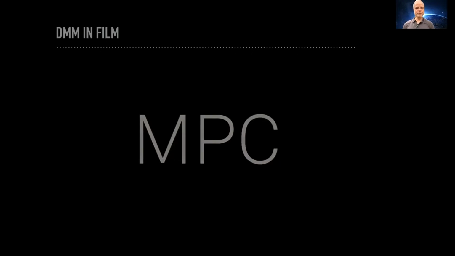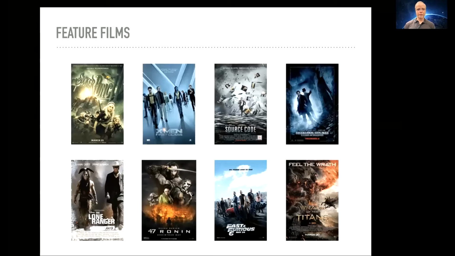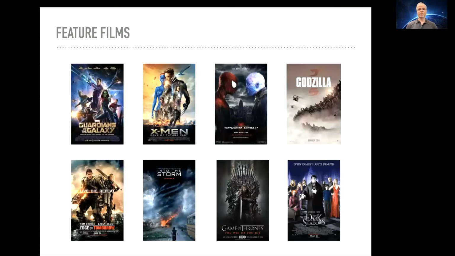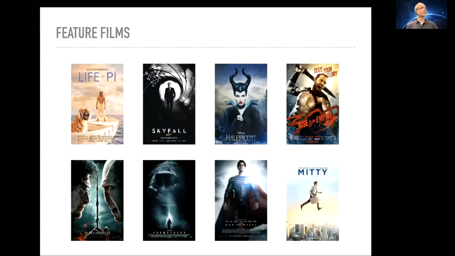Okay, so MPC is the Moving Picture Company, which does special effects for the movie industry. And they were the first special effects house to pick up DMM, but about 4 or 5 of the big houses picked it up. It's still being used. I'm sure it's in over 100 films at this point, but these are just some of the films it was used in. So that's a finite element destruction system.